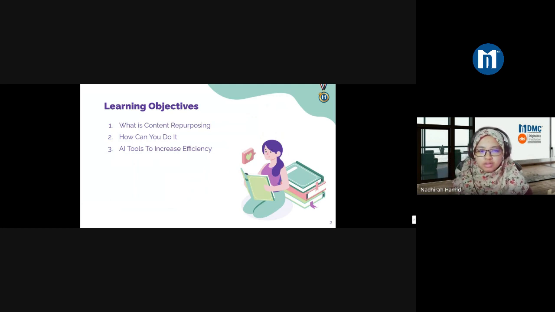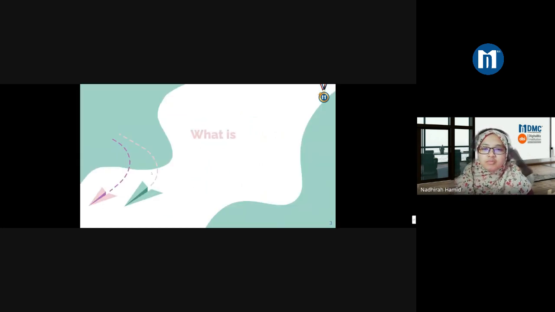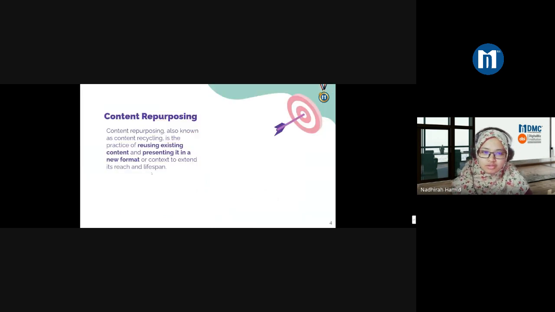Most of it is what content repurposing is, how you can do it, and which AI tools you can use to increase the efficiency. Some tools you already know, some tools might be new for you, so I'm going to introduce them. So the first part is what is content repurposing? As the name suggests, it is to reuse the content. Whatever existing content that you have, you take it, you reuse it, and then you present it in a new format or give a new context to it. So that's what content repurposing is, like recycling also. Reuse, recycle.